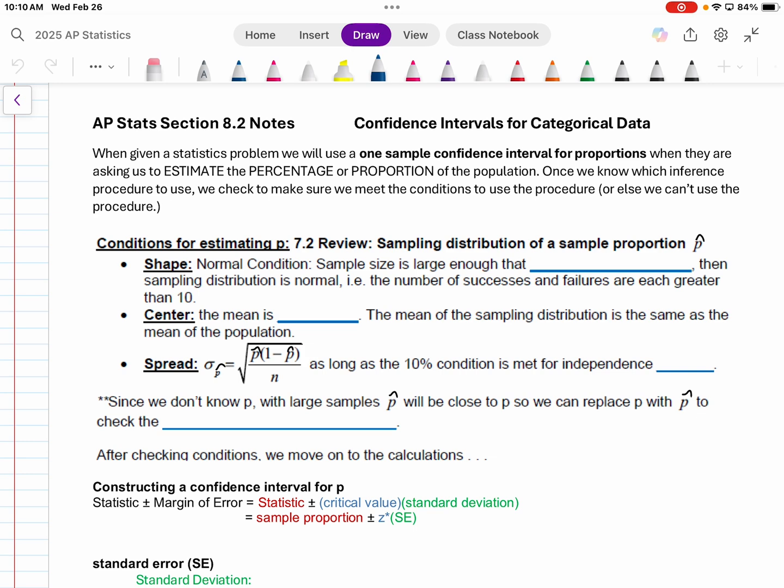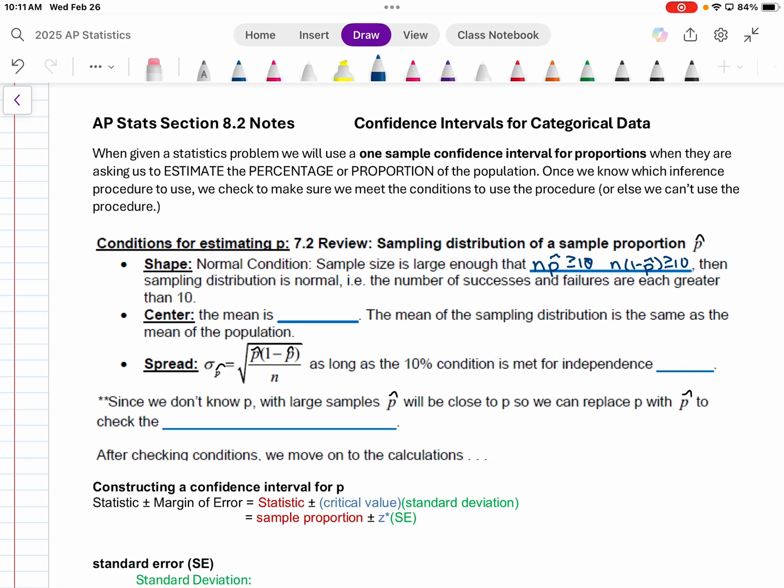When we're thinking about proportions, we're looking for a simple random sample, or a randomized experiment, in the process of them talking about it. For independence, we're using the independence rule, the 10%. And for normal, we're using n times p greater than or equal to 10. So for the shape, at normal conditions, the sample size is large enough that n times p hat is greater than or equal to 10, and n times 1 minus p hat is greater than or equal to 10.